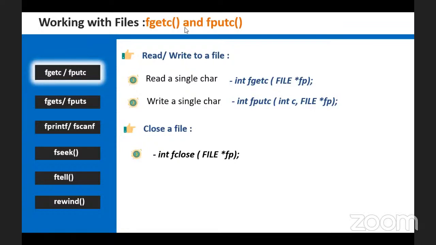Now, what is the purpose of fgetc? As you understand, to read character by character from the file, I'm using get. Get means you are getting the data single character by character. So to read a single character at a time, I'm using fgetc. To write character by character, I'm using fputc. Whatever character we have in c will be stored into fp, and whatever character is there from fp, you should assign into some variable. So how to close a file? Simply fclose of file pointer fp.